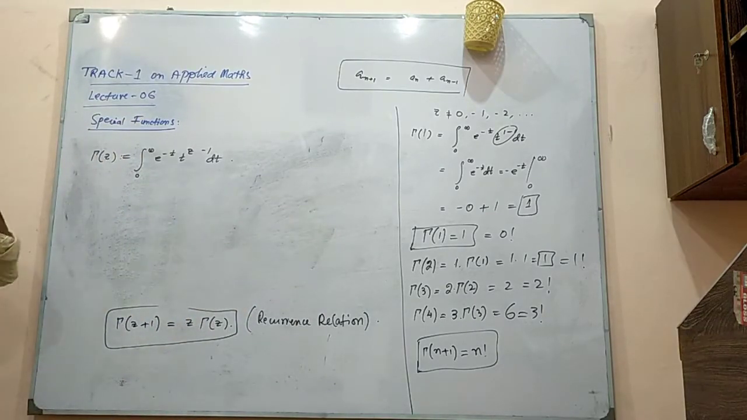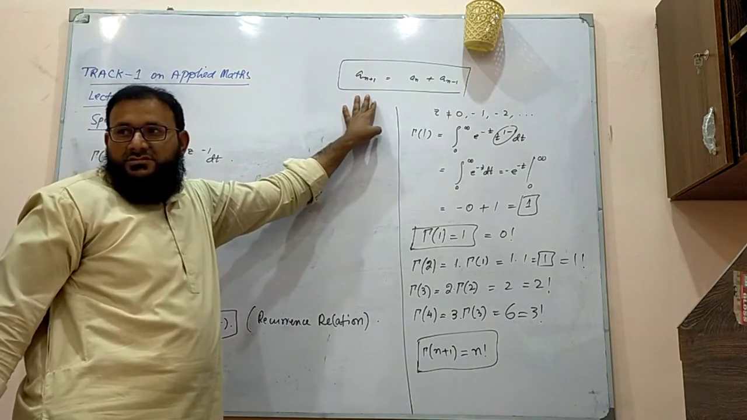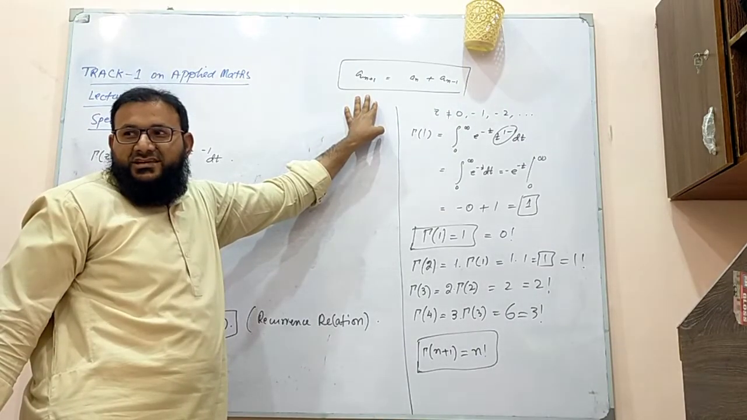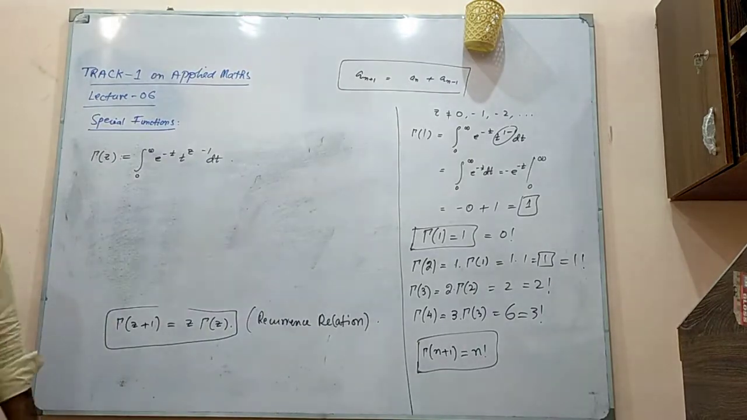So who is the man who gave this relation in our class? Fibonacci. Maybe it's the name of a mathematician, but I don't know. This is called the Fibonacci sequence. I think it's the name of a mathematician.